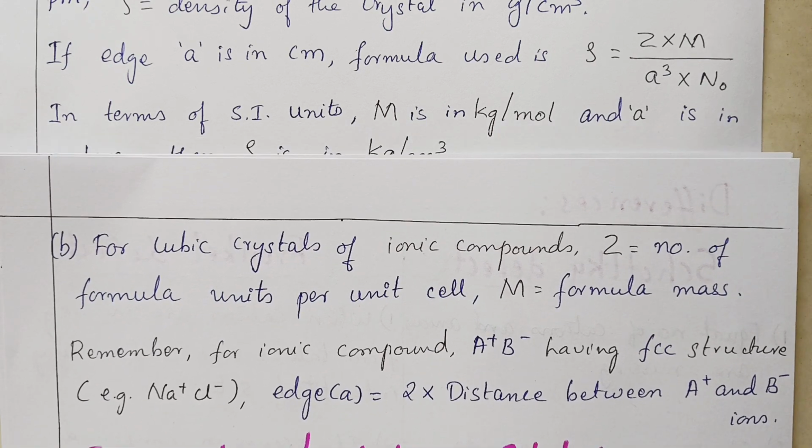Remember students, for an ionic compound of the type A+B- having FCC structure, for example NaCl, the edge length a is equal to 2 into the distance between cation and anion.